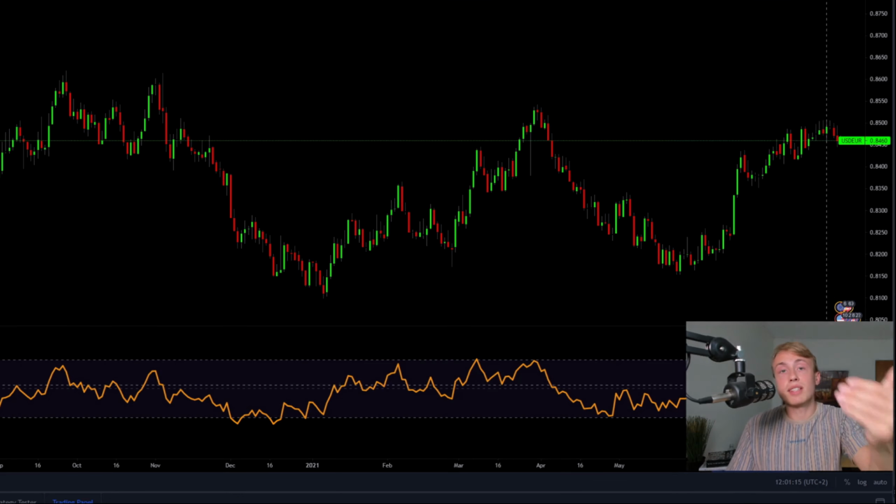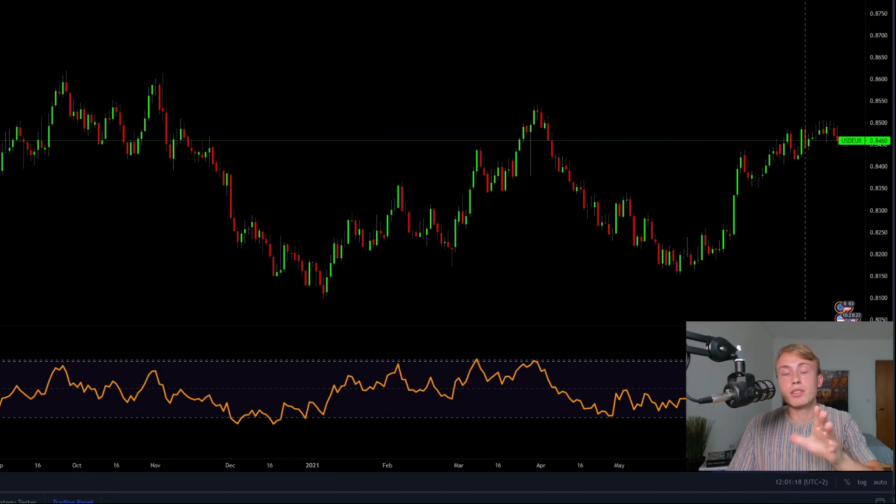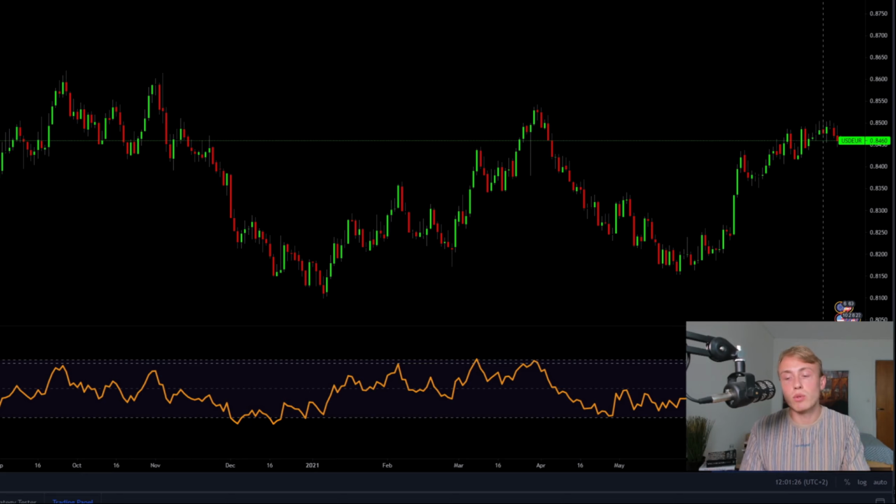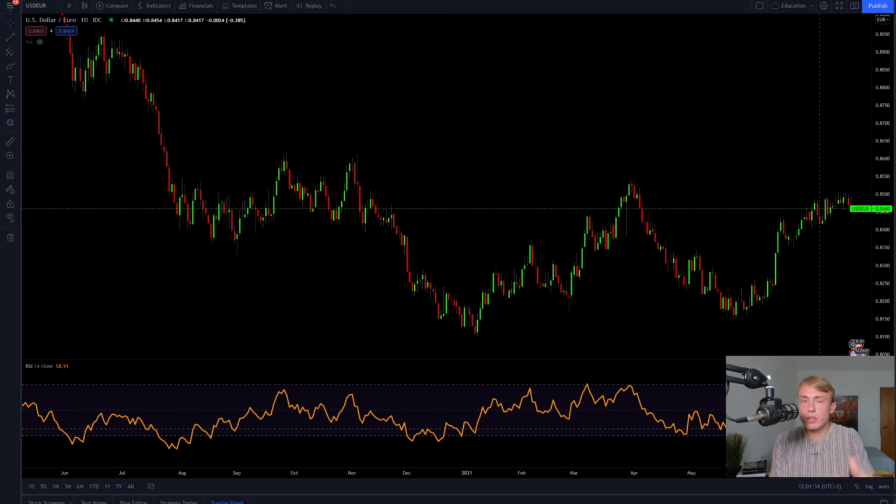When it is above 70, we say that the stock or crypto or whatever is overbought. And when it's below 30, we say that the asset is oversold. And as with pretty much all indicators, it's always recommended to combine them with other technical variables, for example support and resistance, candlestick patterns, divergences, and so on.